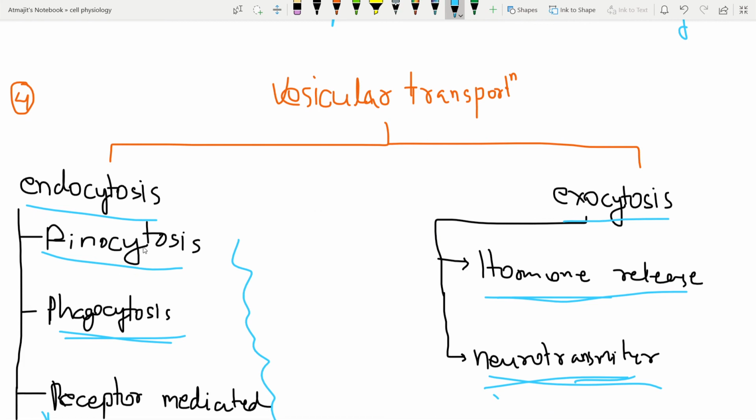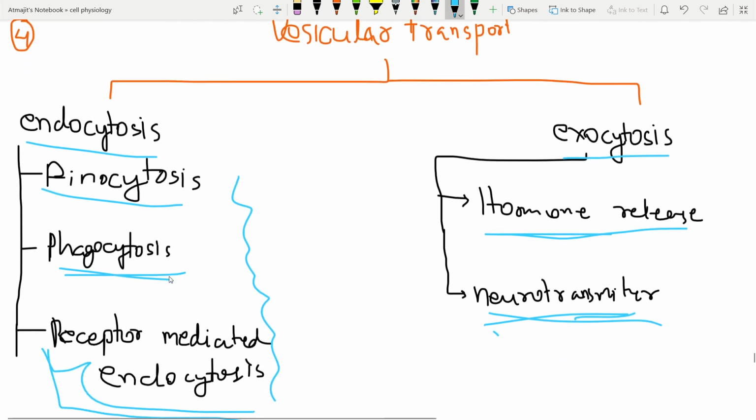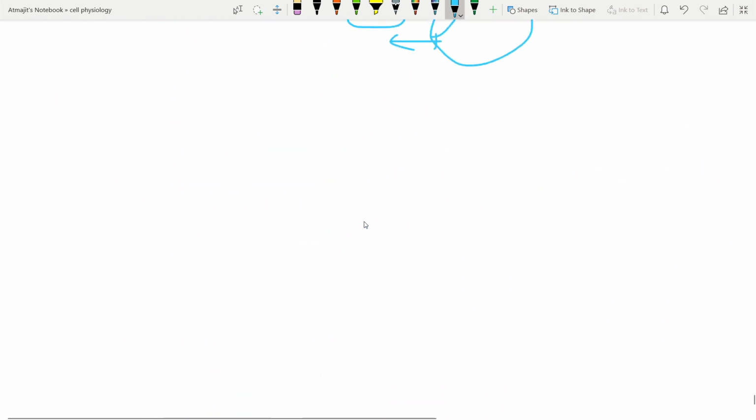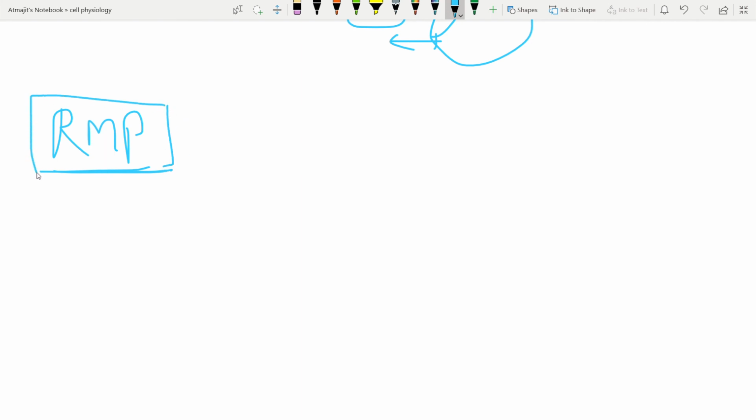In endocytosis there are pinocytosis, phagocytosis and receptor mediated endocytosis. And in exocytosis there are hormone release and neurotransmitter release. And in the next class we will discuss the resting membrane potential, how it is created and how it works in our cell. Next video we'll discuss the resting membrane potential. Thank you.